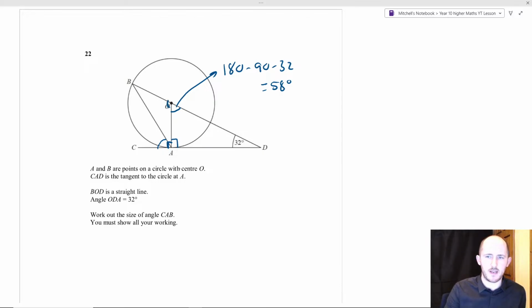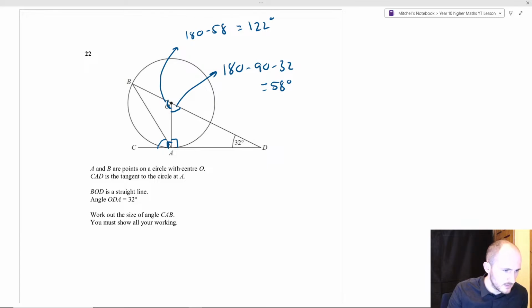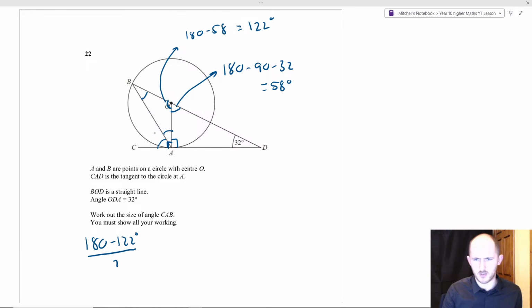So then this angle here would be 180 minus 58, which is 122. And then once again, we can just do the same thing again and work it out. Yes, exactly. So because both of these angles here are the same, all we need to do is do 180 minus 122. That would give me the sum of both of these angles, and then I'm just going to half it. So 180 minus 122 would be 58 again. So 58 over 2 is 29 degrees.